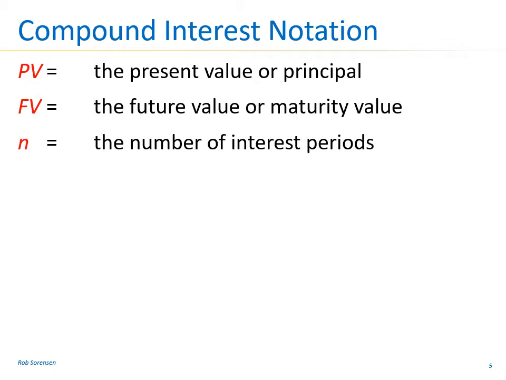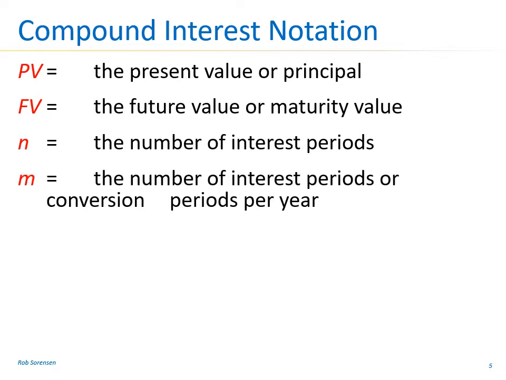N is the number of interest periods. That's kind of our notion of time. It's not measured in years though anymore. It's measured in how many compounding periods we're going to get. So if I were to compound twice a year for 5 years, there would be 10 opportunities to compound my money. N would represent, or be 10 in that case.